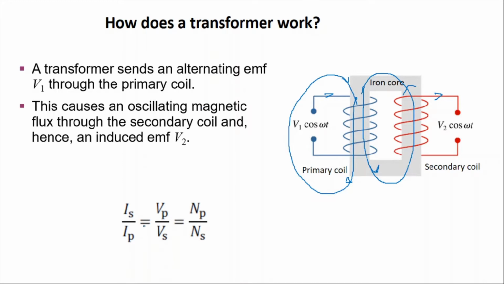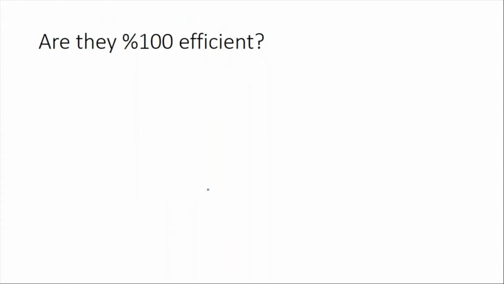This is the formula to calculate the problems related to transformers. This represents the secondary current, primary current. This is primary voltage, secondary voltage, primary number of turns of the coil, secondary number of turns of the coil. This is the number of turns in the coil.